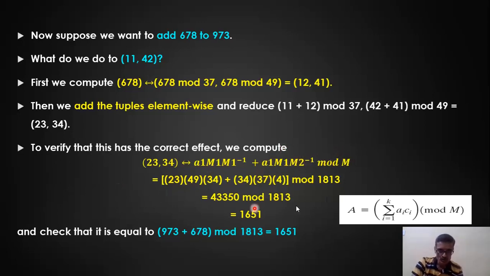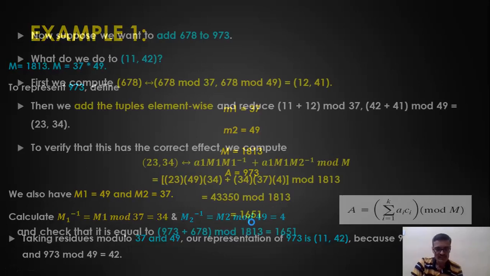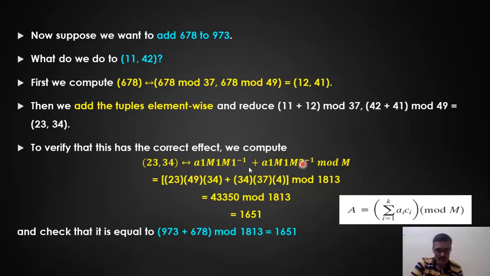Okay, substitute those values. We have found M1 inverse and M2 inverse in the previous case. Here, we have found 34 and 4. Substitute those numbers here, and I'll get the answer as 1651. By taking 1813 mod m, I got the answer as 1651. That is 973 plus 678 mod 1813 is 1651.